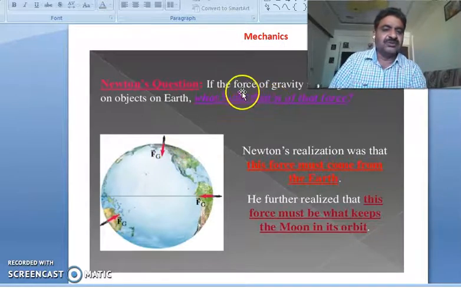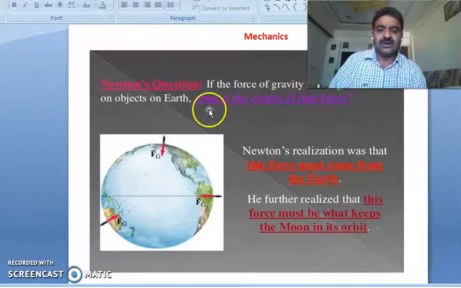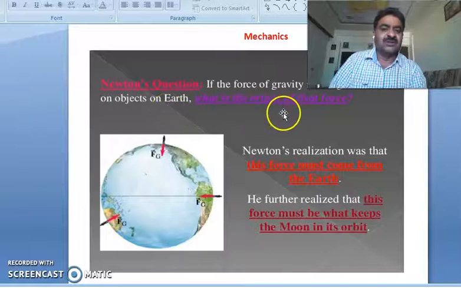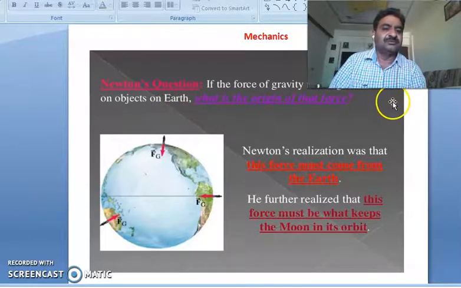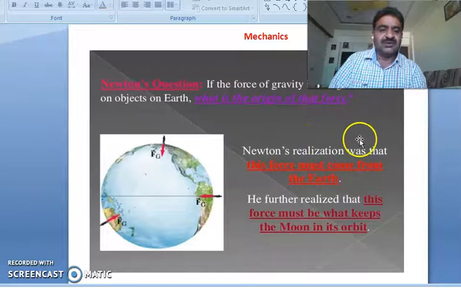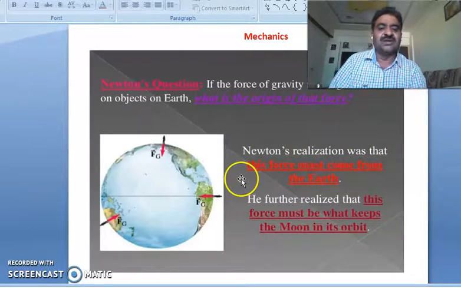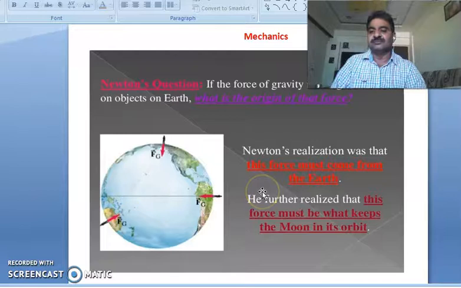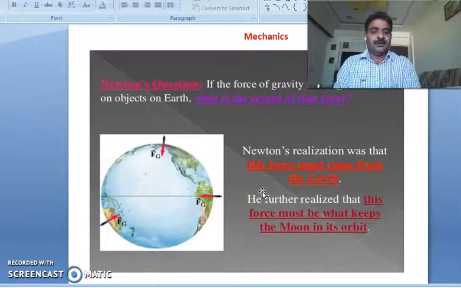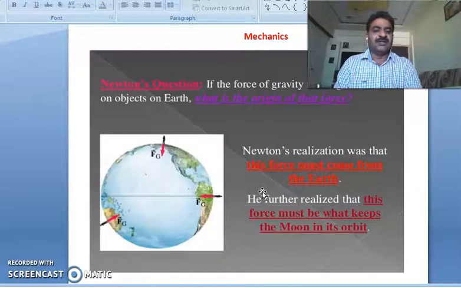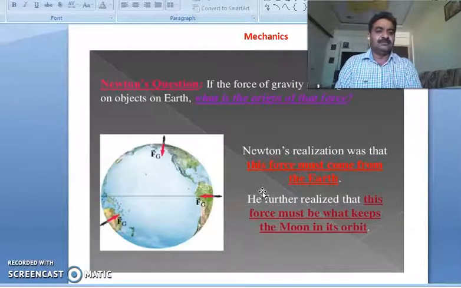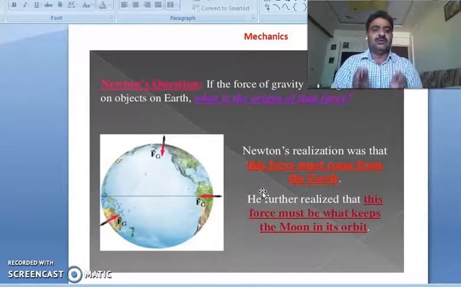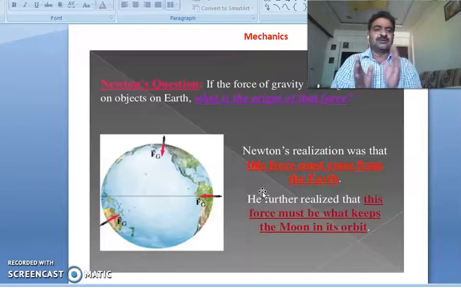Newton's question was, if the force of gravity is being exerted on the objects on the earth, then what is the origin of the force? Newton's realization at that time was that this force must come from the earth. Later on he came to know that this force must be what keeps the moon in its orbit. This force is nothing but the force which keeps the moon in its orbit.